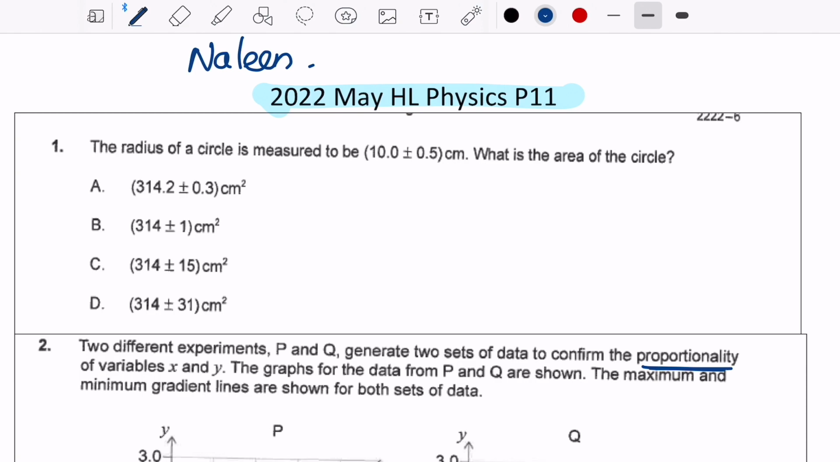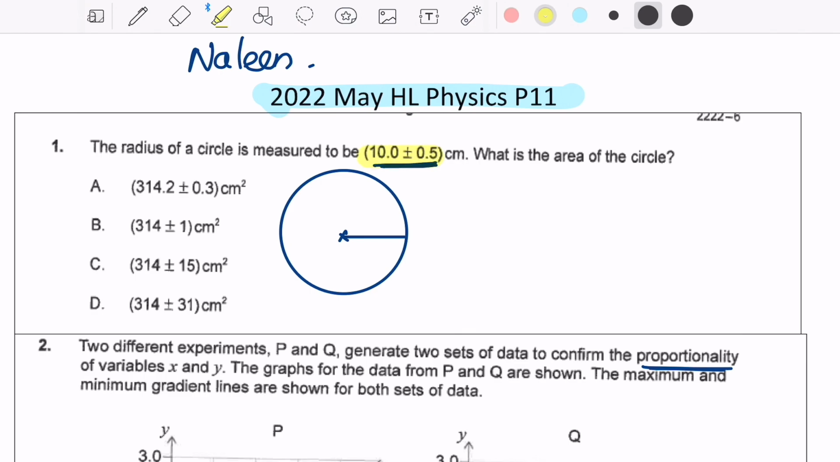This question is about the area of a circle, right? But we are HL, so finding the area of a circle is not the problem. The problem is how to find the uncertainty of the area. They say the radius is 10 plus or minus 0.5 centimeter. Alright, so how do we find the area with the uncertainty?